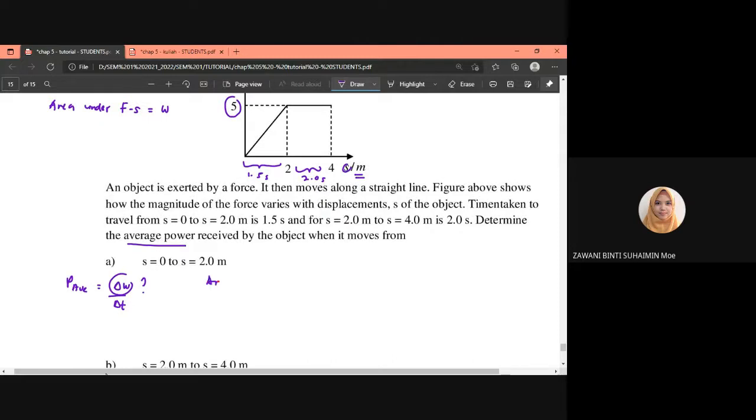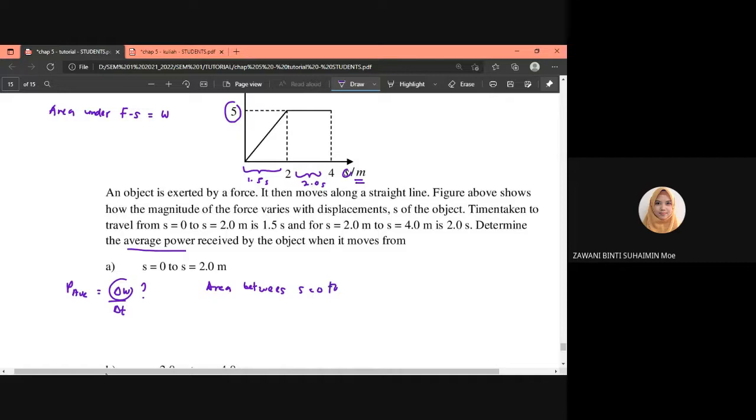So area between S equal to 0 to S is equal to 2, it's equal to work. Okay, so kita kira, so work is equal to 1 per 2 darab dengan, dari segitiga. Okay, so 2 darab dengan ketinggian 5. Okay, so bersamaan dengan 5 joules. Okay, so this is work. So bila dah dapat work, okay, so kita bolehlah masukkan dekat P average. So work, change of work. So work final minus work initial.